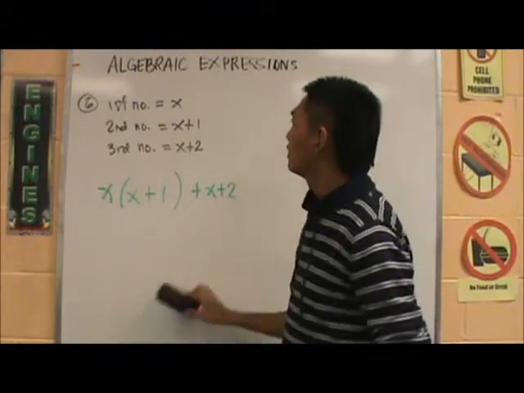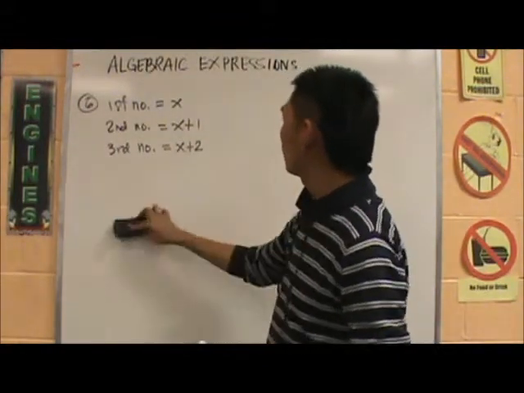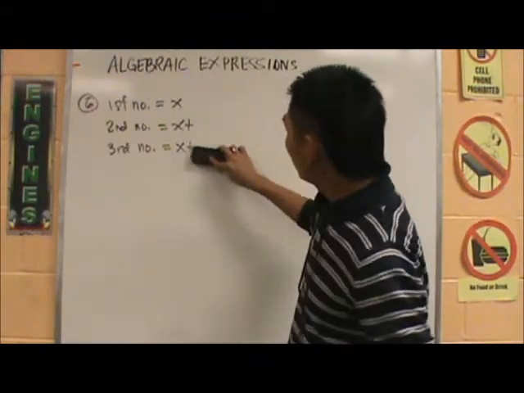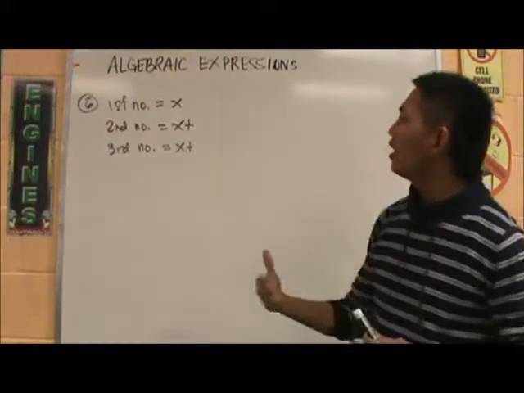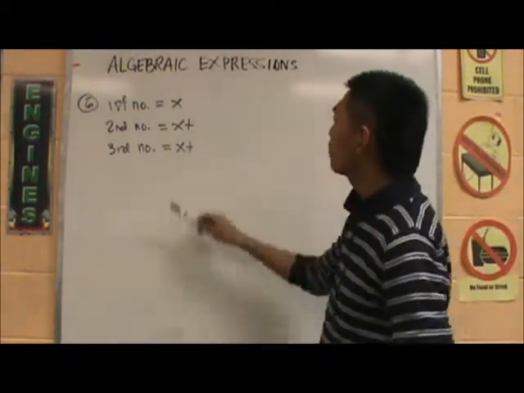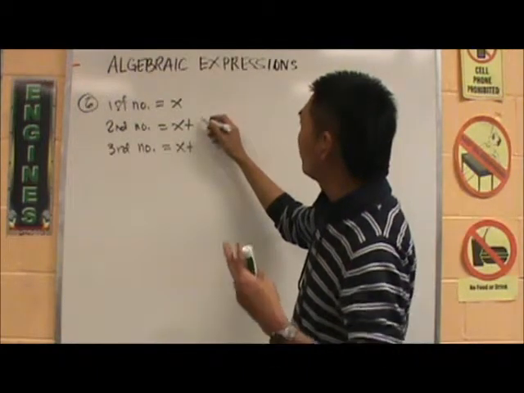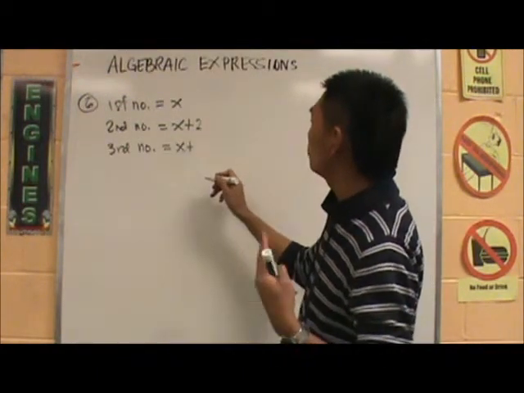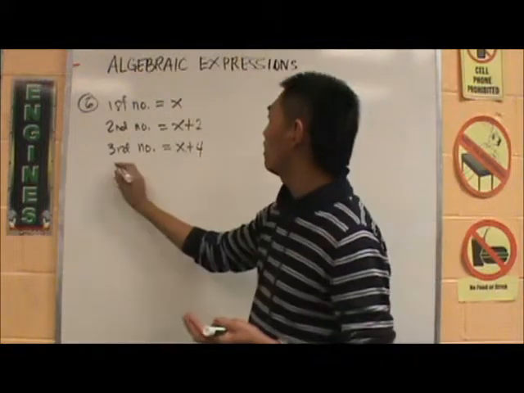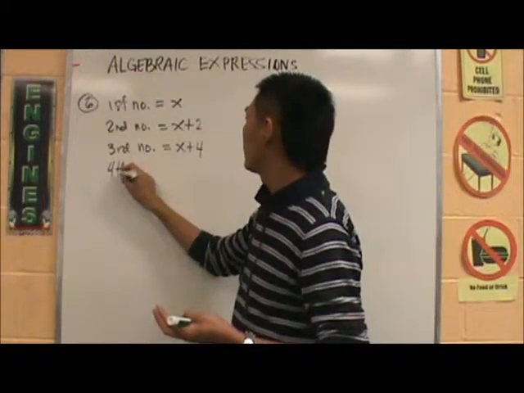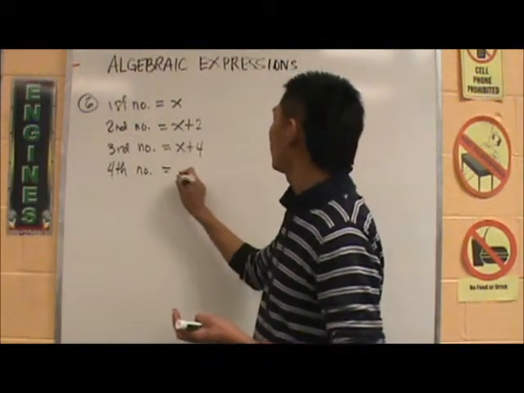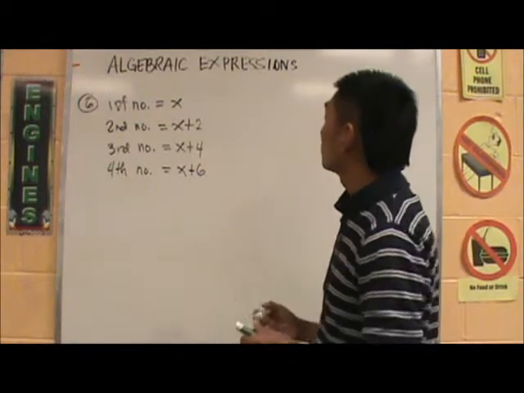Okay? Now, let's have the last one for this. Let's talk about the odd or even. Now, when you have a problem about odd even numbers, your first number will always be x, your second number will be added by 2, so it's going to be 2 and then 4. Let's have the fourth number as x plus 6.